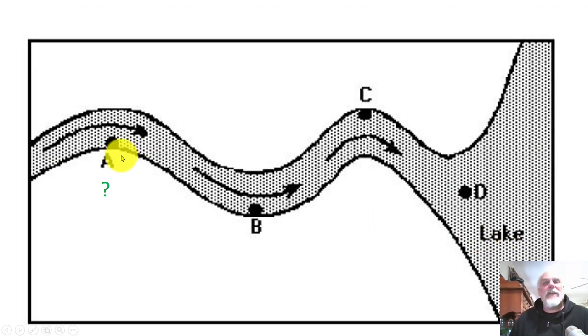Take a look at this diagram. See if you can identify letter A as either erosion or deposition. Go ahead and write it in your notes what you think.